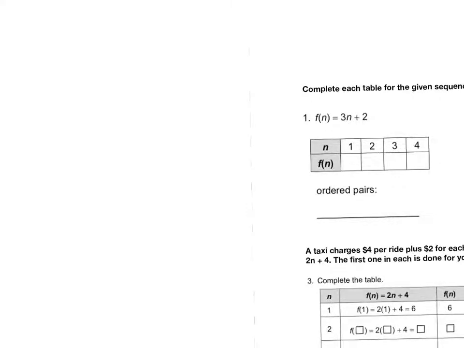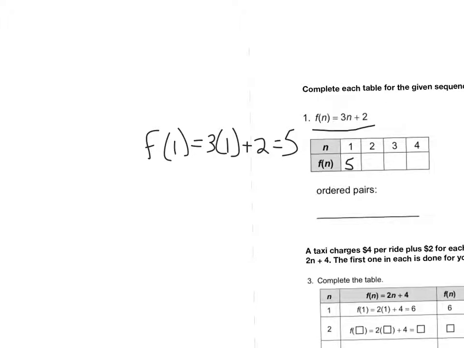Okay, so for the first couple problems, we're just completing a table. We're given a function, and we're given a few position values, and we're asked to figure out the terms. So if we're looking for the first term, we will plug in 1. So it would be f of 1 equals 3 times 1 plus 2, which is 5. Okay, so my first term is 5.